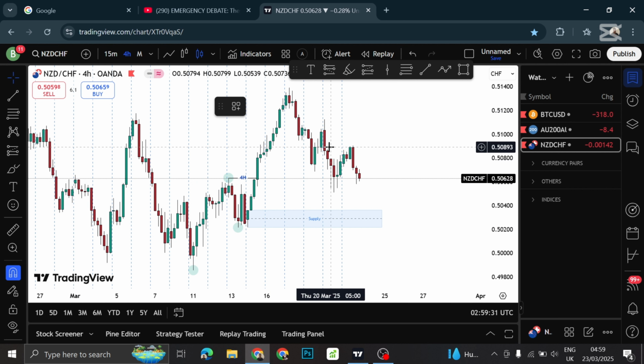On NZD CHF similarly, I'm still waiting for the market to retrace and tap into my... Oh, I made a mistake right there. It has to be my demand zone or create a new structure for me.